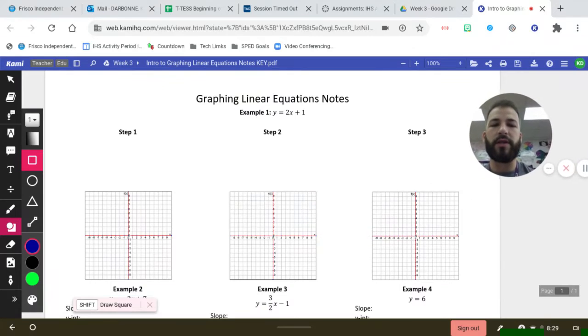Hey y'all, today we're going to be learning about graphing linear equations. So when graphing linear equations, there's two things that we want to look for. As always, we want to look for the slope, and we want to look for the y-intercept.